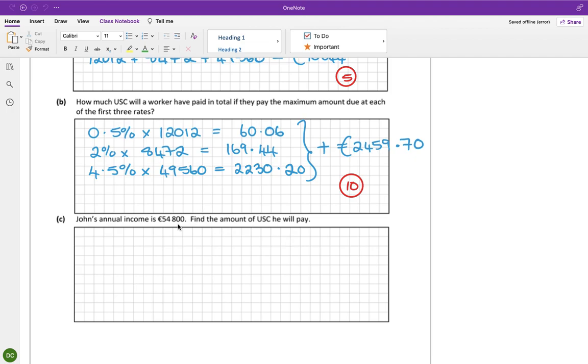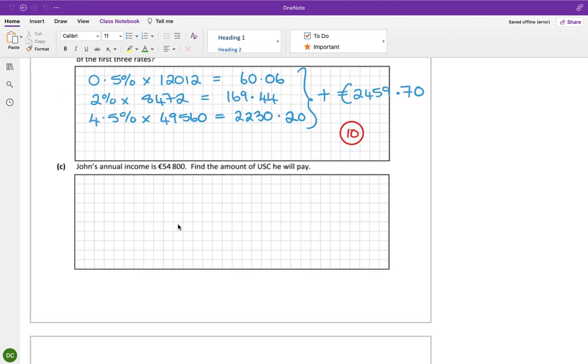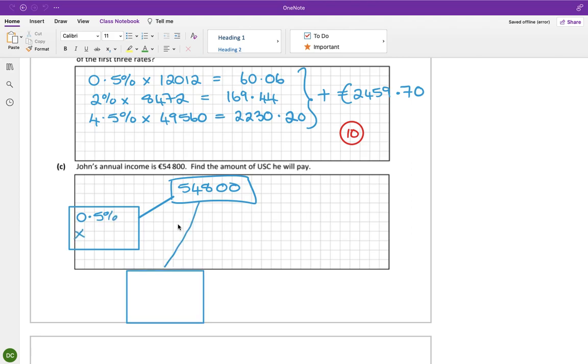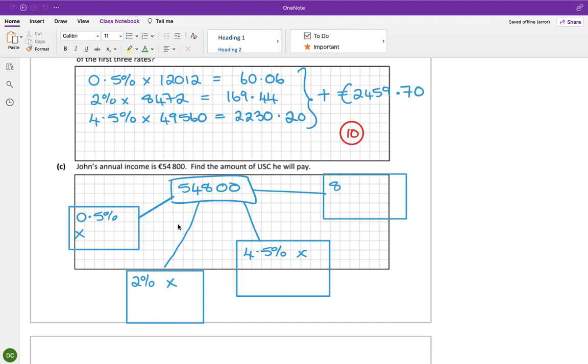John's annual income is 54,800. Find the amount of USC he will pay. Okay, so this is where we need to take the money and throw it into piles. So we have the 0.5% pile. Then we have the 2% pile. Then we have the 4.5% pile. And then we have over here the 8% pile.